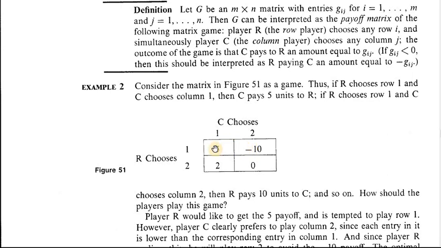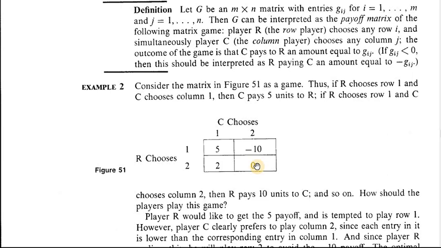Any other maximum value in any other column is bigger than this 0. So this 0 is called a maximin value as far as the column player is concerned. And this 0 is called a minimax value as far as the row player is concerned. So this 0 is the minimax and the maximin. It turns out that if that happens, you always have a saddle point.